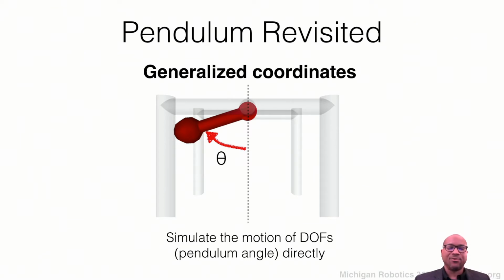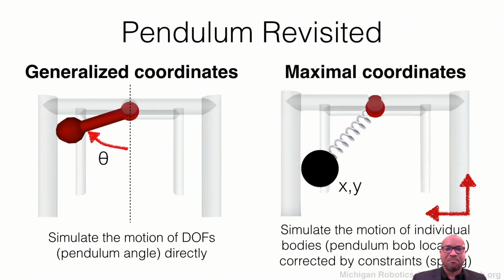So we were looking at the evolution of the state of theta over time, and we had our equations of motion essentially governing how these dynamics would evolve. But there's another approach to doing this as well, and that's where we could use maximal coordinates, where we simulate the location of individual bodies and then maintain their relationship through spring constraints or some other constraint.